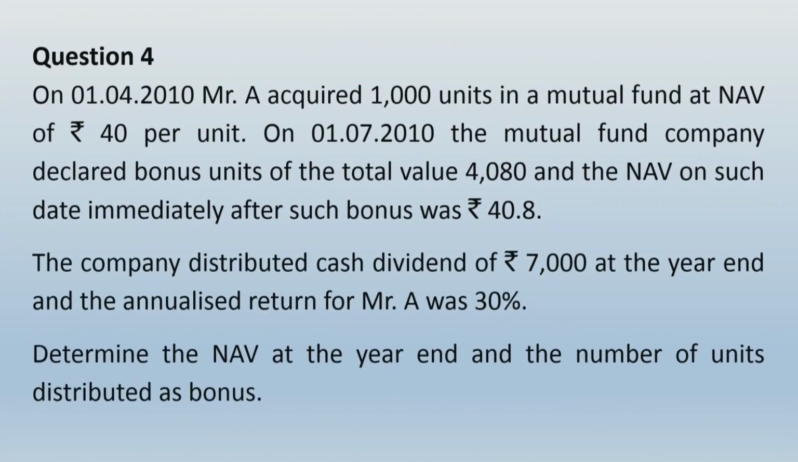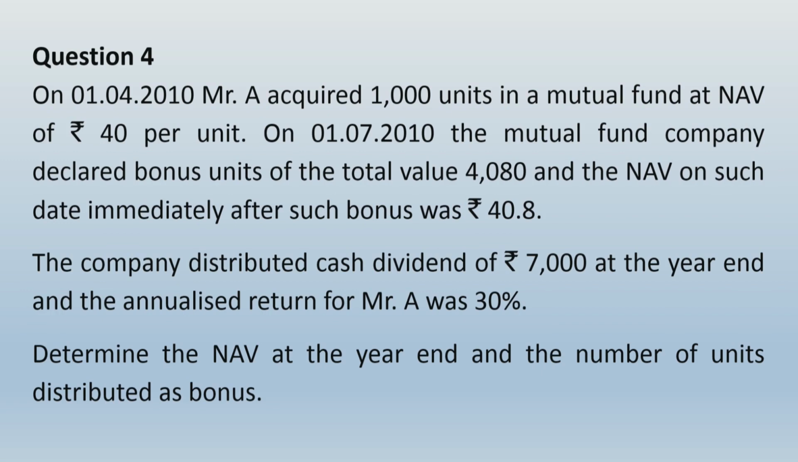On 1/4/2010, Mr. A acquired 10,000 units in a mutual fund at NAV of rupees 40 per unit. On 1/7/2010, the mutual fund company declared bonus units of total value 4080, and the NAV on such date immediately after such bonus was rupees 40.8. The company distributed cash dividend of rupees 7,000 at the year end, and the annualized return for Mr. A was 30%. Determine the NAV at year end and the number of units distributed as bonus.